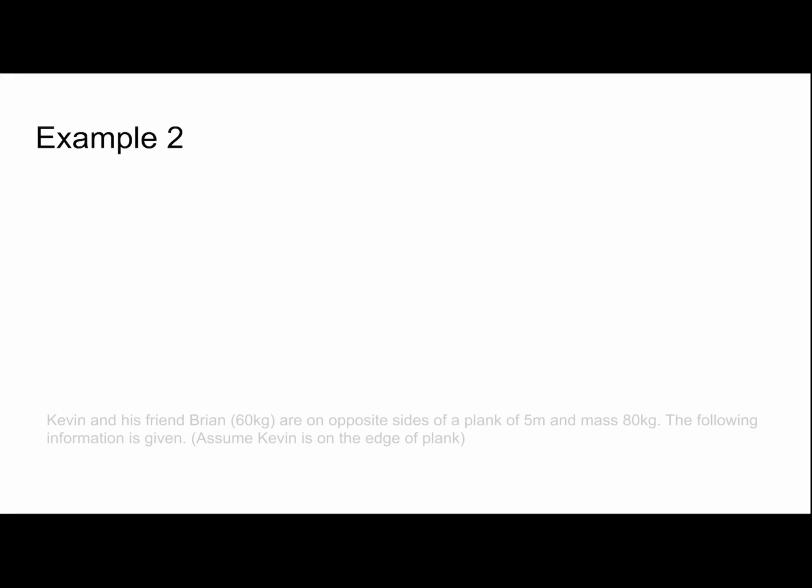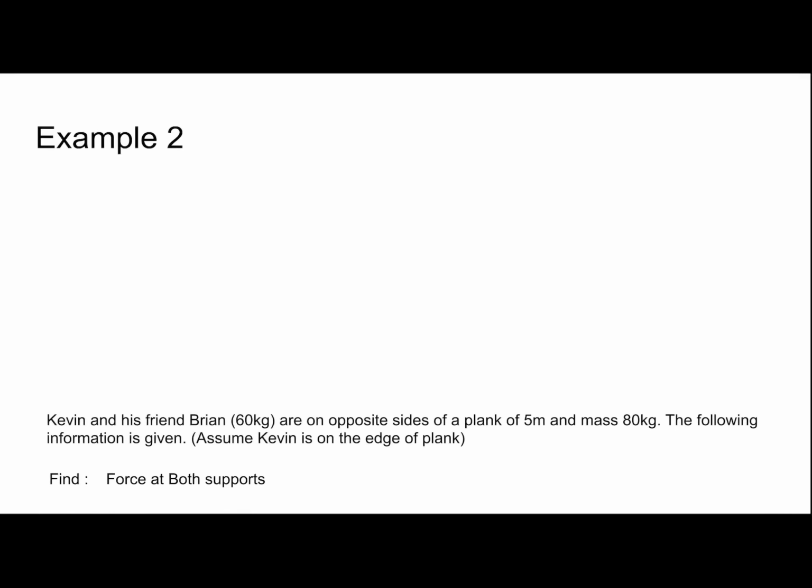Alright, so moving on to example 2. Sorry, I accidentally put the question on the bottom, so forgive me for that. So Kevin and Brian, who is 60 kilograms, are on opposite sides of a plank of 5 meters and mass 80 kilograms. The following information is given. Assuming Kevin is on the edge of the plank, we want to find the force at both supports.